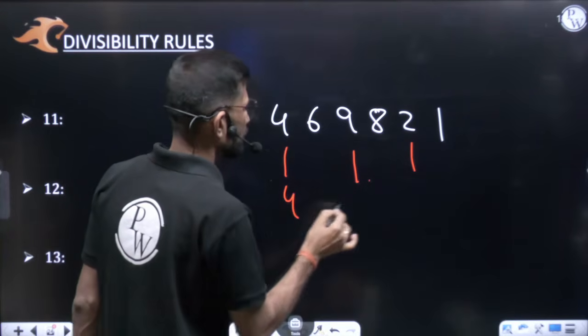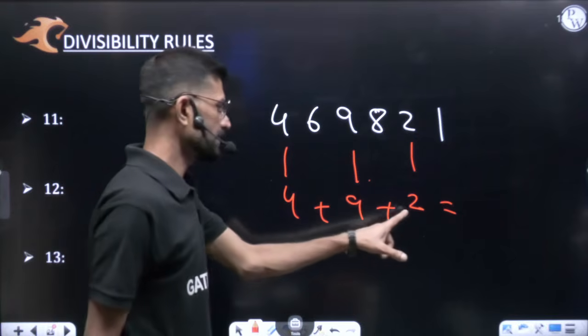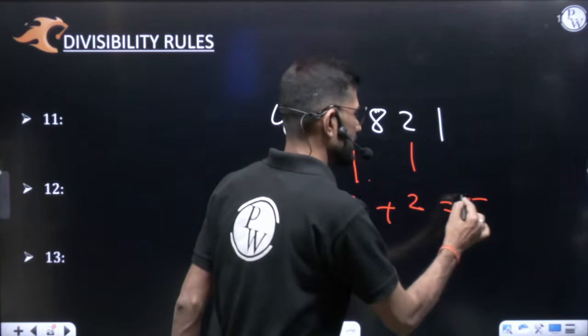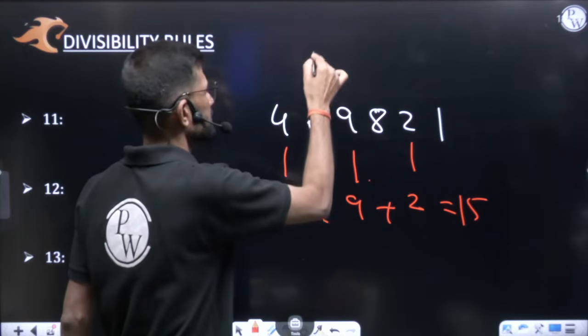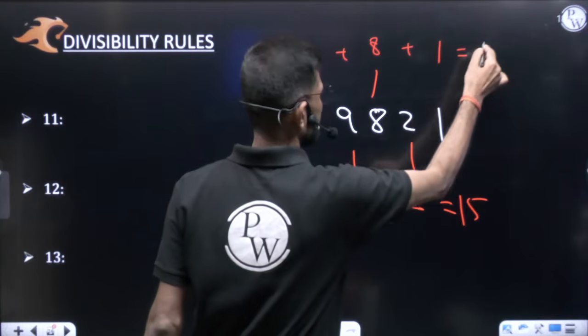Take it separately. 492. Find the sum of it. How much is it coming? 9 plus 2, 11. 11 plus 4, 15 it is coming. Am I right? And take the even place digits separately: 6, 8 and 1. Add them. Total you will be getting 15.